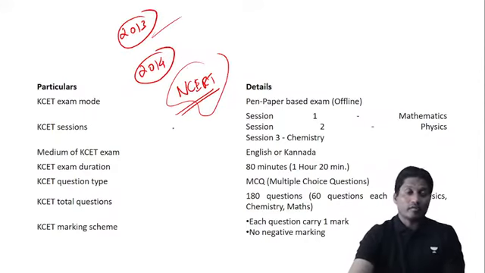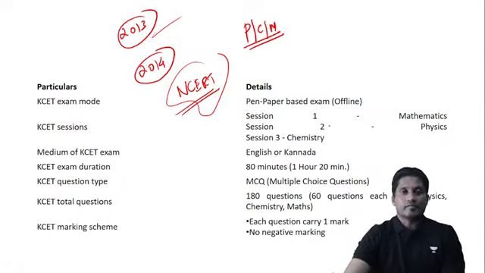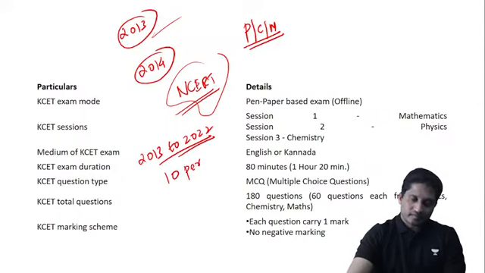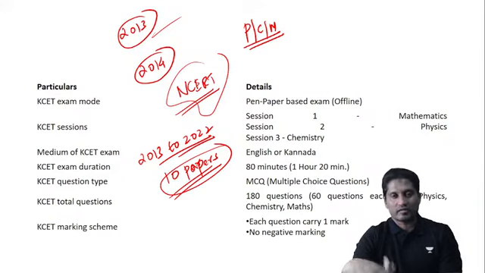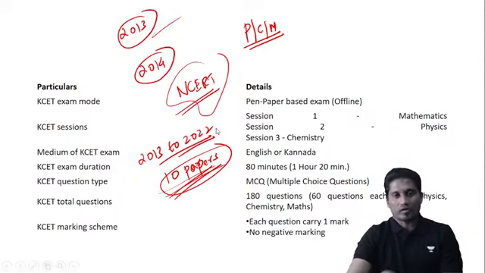So solve all the previous KCET papers for physics, chemistry, and maths, from 2013 to 2022. In total you get 10 papers. Solve these papers in detail, and be good in the NCERT 11th and 12th textbooks, plus the NCERT exemplar. Be confident. First of all, you should believe in yourself. Do hard work, guys, and solve all the MCQs from 2013 to 2022. Then definitely you will excel.